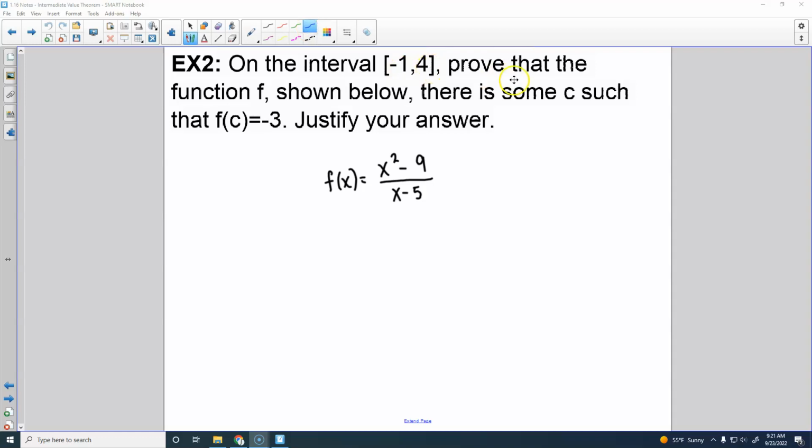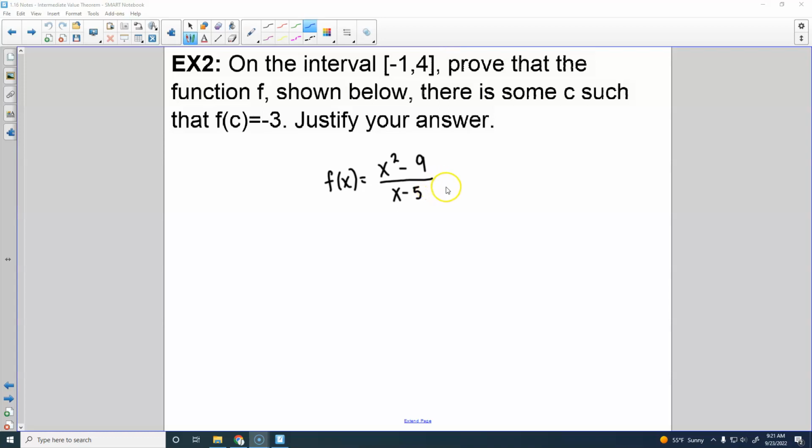From -1 to 4, prove that for the function f shown below, there is some c such that f of c equals -3. Justify your answer. Now, what is the condition we have to use the intermediate value theorem? What has to be true about the function before we can use it? Continuous. So, is this function continuous everywhere?